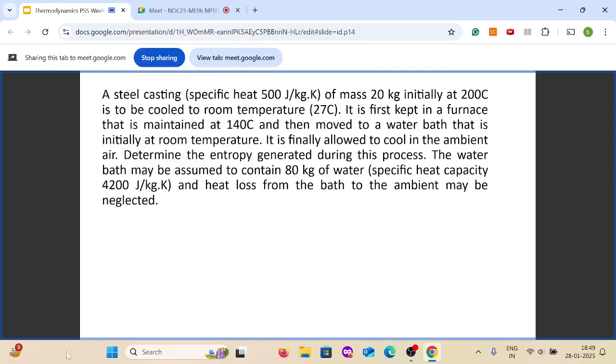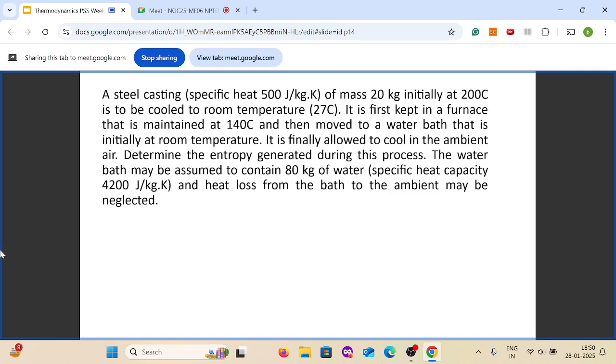So the next question is, a steel casting of specific heat 500 joule per kg Kelvin and mass 20 kg, initially at 200 degrees Celsius, is to be cooled to room temperature of 27 degrees Celsius. So it is first kept in a furnace that is maintained at 140 degrees Celsius and then moved to a water bath that is initially at room temperature.